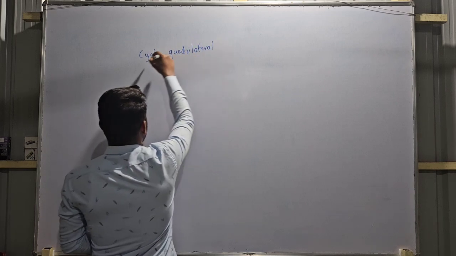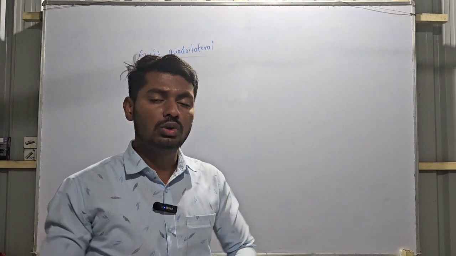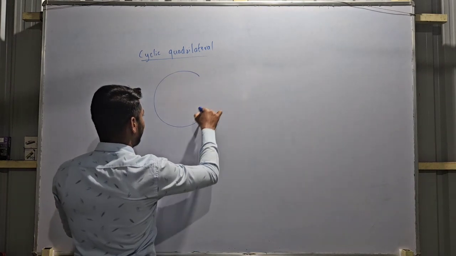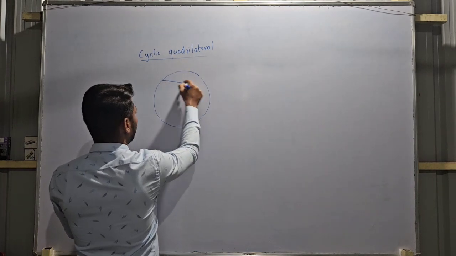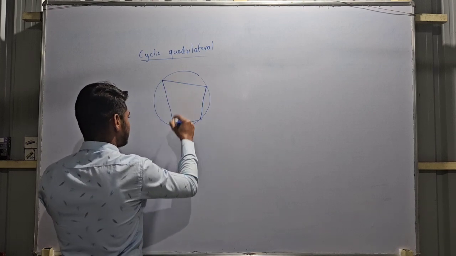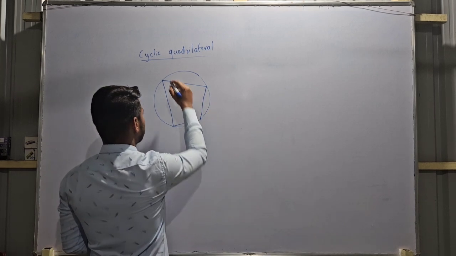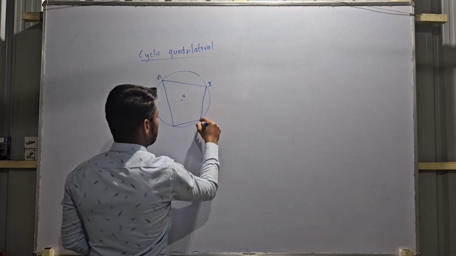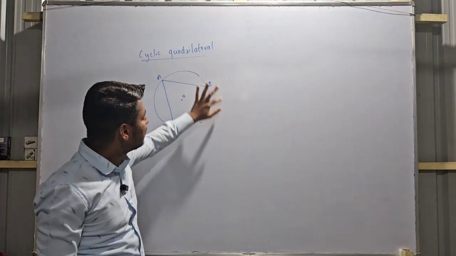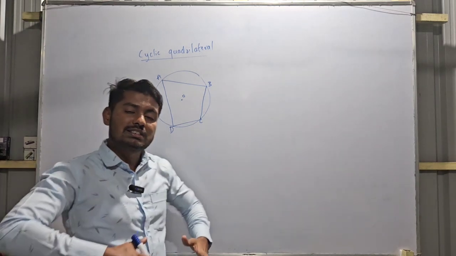And the properties of cyclic quadrilaterals must be known for the next two theorem statements. A cyclic quadrilateral means a quadrilateral whose all four vertices lie on the circle. For suppose these are the four vertices, that is A, B, C, D. Here ABCD is a quadrilateral in which all four vertices lie on a circle. Such a quadrilateral is called a cyclic quadrilateral.